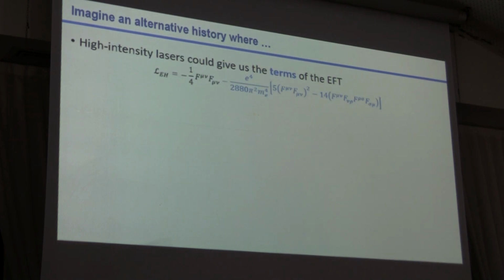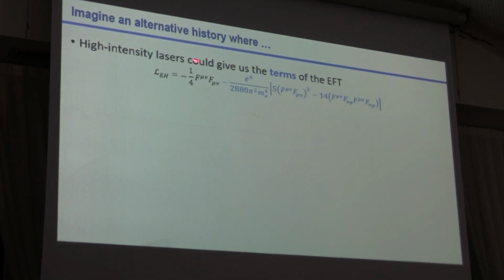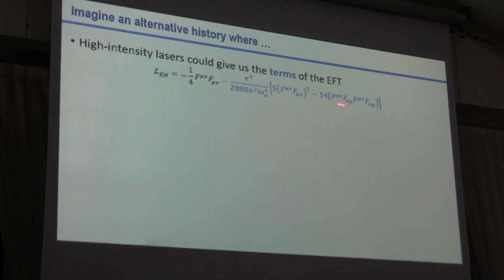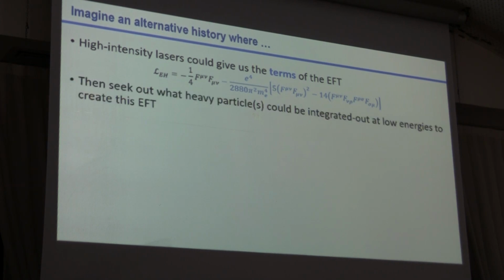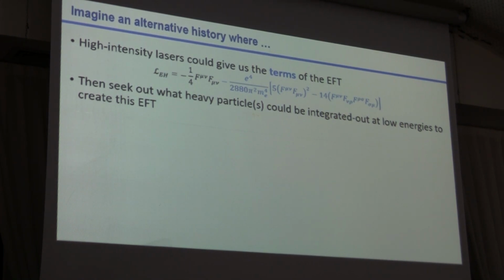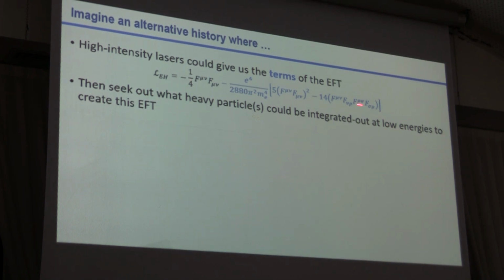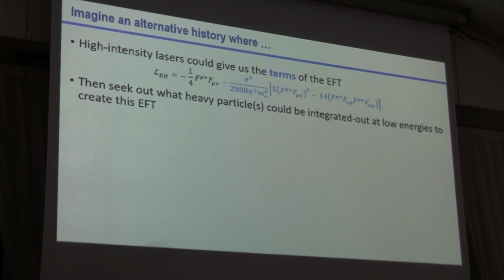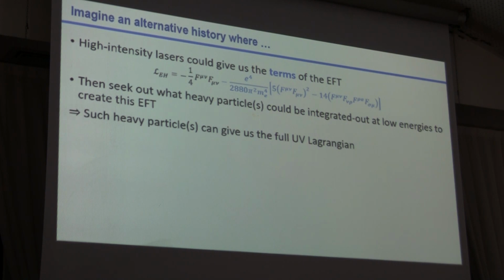Or as a kind of algorithm, I would say, high intensity lasers will give us the terms that look like this. And then from those terms, we could then seek out what heavy particle or particles could be integrated out at low energy to create this effective field theory. This kind of thing that we call the Euler-Heisenberg Lagrangian. Such heavy particles can then give us the full UV Lagrangian.